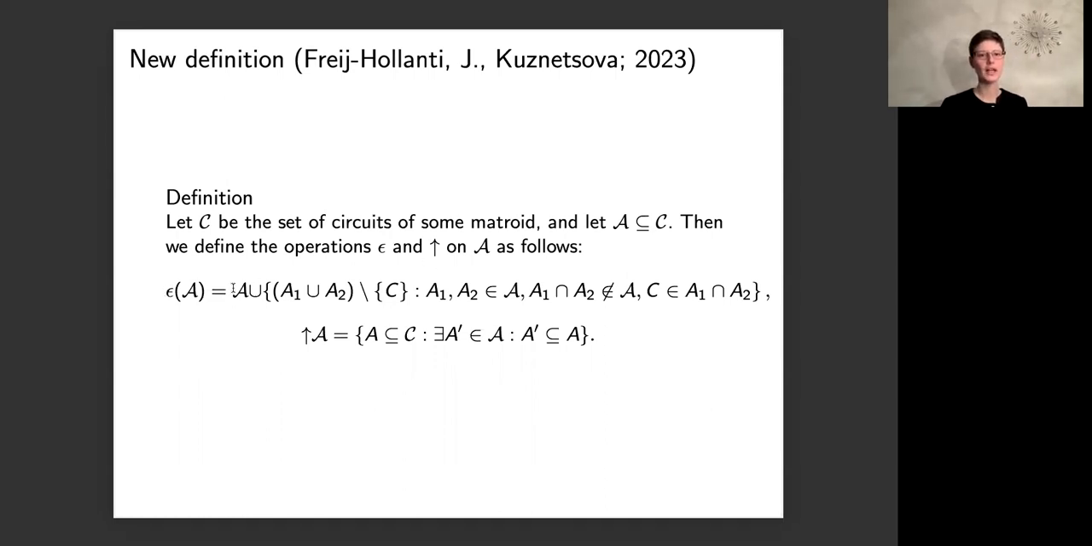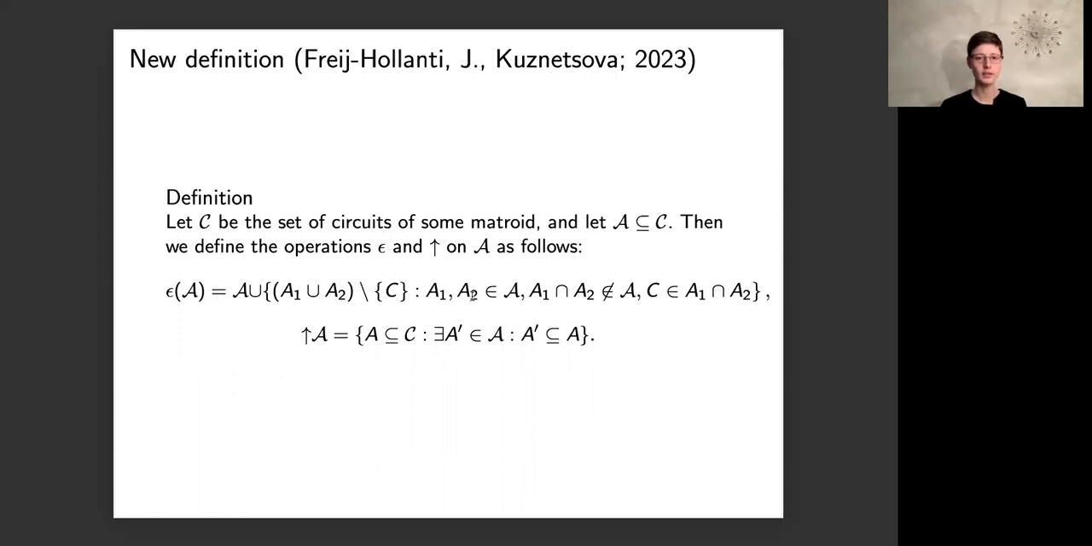What does epsilon do? It keeps all the sets you already have. And it says, well, suppose I have an A1 and an A2 that are already in my A, and their intersection is not in A. Then what I'm going to do is I take their union and I throw out some element that is in their intersection. And I do this for all the elements in their intersection. So for A1 and A2, I'm going to add a lot of things to my curly A. Namely, I glue them together and I pick out an element in the intersection. Then I glue them together, pick out another element from their intersection, and I do this for all the elements in the intersection.